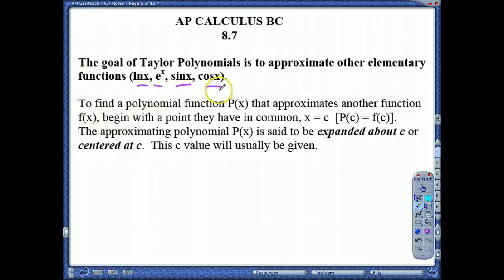Now, to find a polynomial, we're going to call it p of x, that approximates another function, which we'll call f of x. So f of x is this guy, the natural log of x, e to the x, sine of x, cosine of x, the function that's going to be approximated. Well, to find a good approximation, they need to have a point in common. That point in common they'll call x equals c. C for common. So that's the point where your approximating function and your original function are equal. Now the approximating polynomial called p of x is said to be expanded about c or centered at c, that point that they have in common. And that c value is usually going to be given to us.